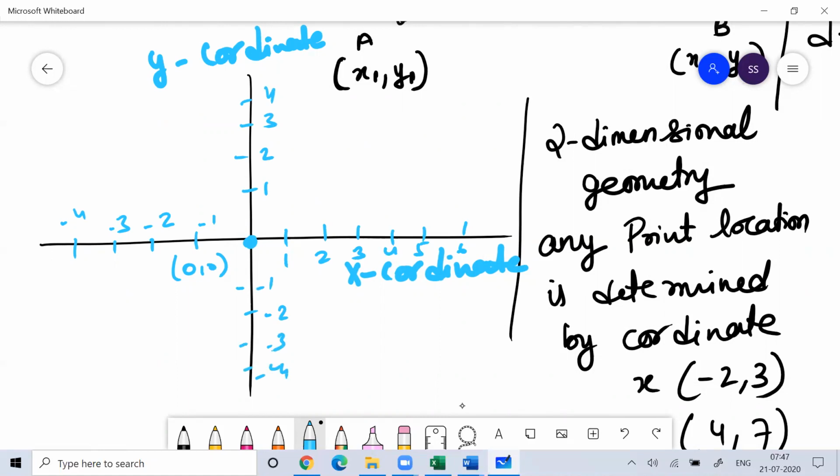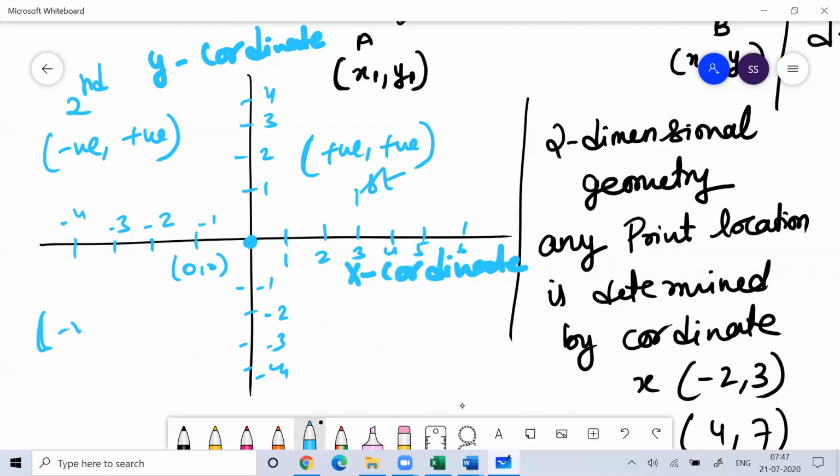If x and y both are positive, that point is lying in the first quadrant. Similarly, if x is negative and y is positive, you are in the second quadrant. If x is negative and y is also negative, we are lying in the third quadrant. If x is positive but y is negative, then we are in the fourth quadrant.